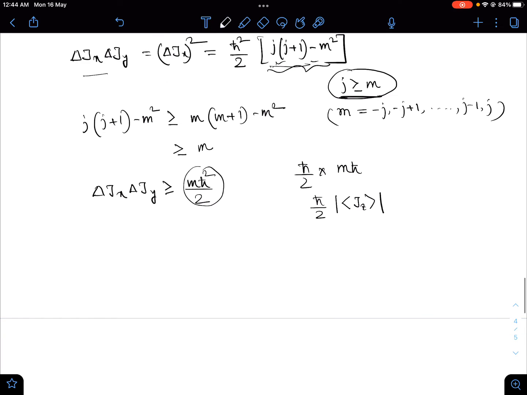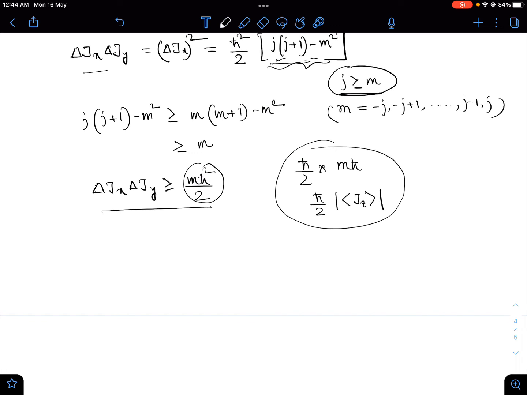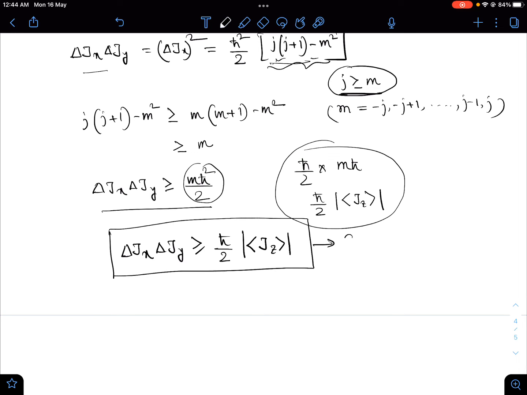So from this relation and this one, we can write that delta jx delta jy must be greater than or equal to h cut by 2 into the modulus of the expectation value of jz. So this is our desired result. So this is the generalized uncertainty principle. So that is it for this problem. Let us now move to our second problem.